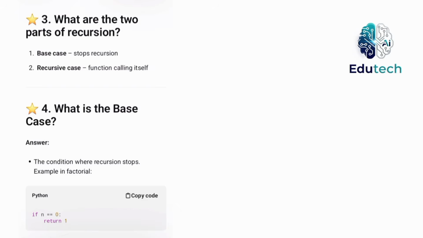What are the two parts of recursion? Base case and recursive case. Base case means it stops recursion. Recursive case means the function calls itself. What is the base case? The condition where recursion stops. Example in factorial: if n == 0, return 1.